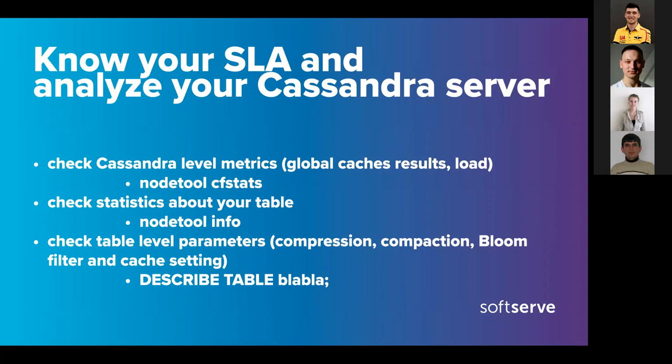For example, to check some Cassandra-level metrics, like cache results and some global loads, use nodetool. For statistics of your table, you can use nodetool as well. To check specific parameters of the table, like compaction, compression, bloom filter, use the describe command. So you have all the data, you know the compression and compaction of the table.